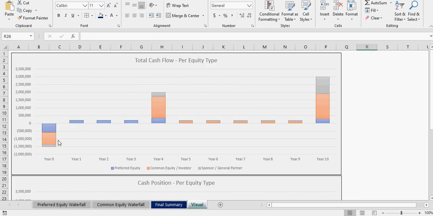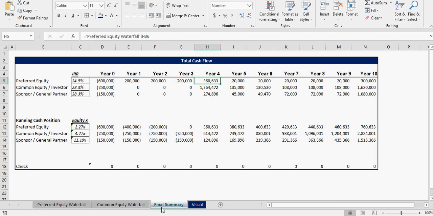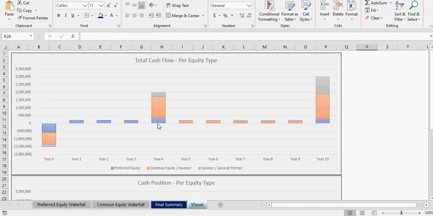I did a visual here that shows this is the total cash flow that happens each year from each of the parties. So here's the refinance that's split, and then after that you can see what happens is, the preferred equity gets its money back, most of it, and then they're only getting a small share of the profits after that. Now here's why some people might like to do preferred equity versus common equity.